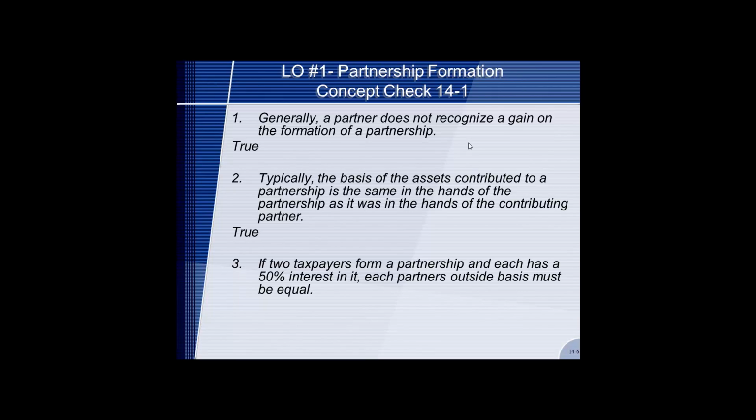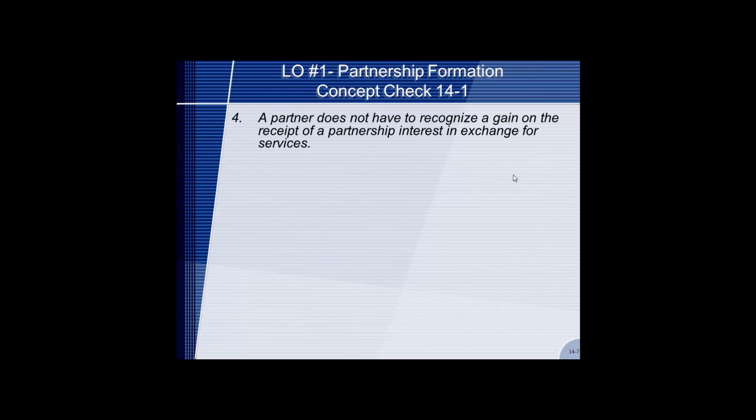If two taxpayers form a partnership and each has a 50% interest, each partner's outside basis must be equal. False. It may not be equal because I may get a 50% ownership, but I may be reducing liabilities, or I may have contributed outside services, or there may be something different. So it's not always the same. A partner does not have to recognize a gain on the receipt of a partnership interest in exchange for services. False. They have to recognize this as ordinary income.